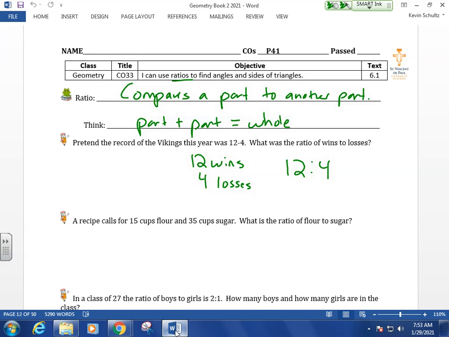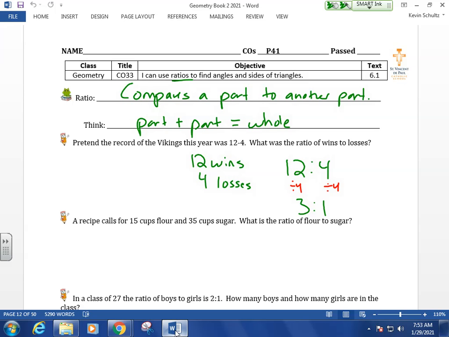We can simplify a ratio, and we simplify it similar to a fraction, where we look for the greatest common factor, in this case 4, and we divide each part by 4. And so our ratio in simplest form, if I ask you for that, is 3-1. It basically means that for every 4 games that they played, they won 3 and they lost 1.